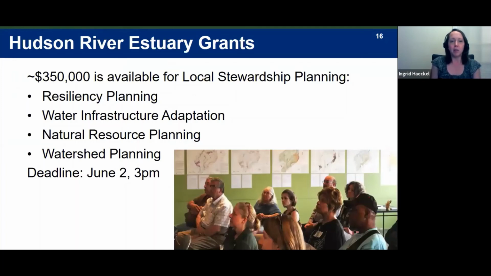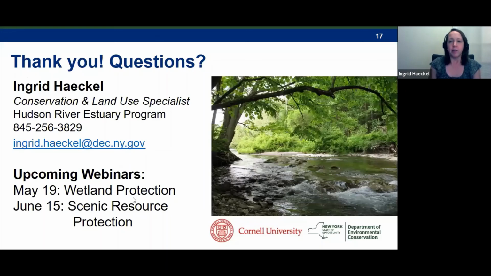So I do want to mention that we have a great grants program available, and there's currently a round of funding for local stewardship planning projects, including projects for natural resource inventories and open space plans and a variety of other things mentioned here. So encourage you to look into this opportunity. The deadline for that is June 2nd. And if there's time, I'm happy to answer a question or two before we go to breakout discussions.